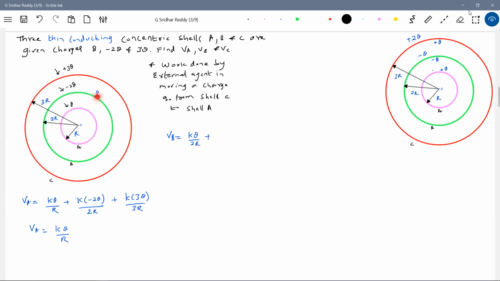No, I'm standing on the surface of shell B. Then potential at what distance? I am at a distance 2R. So what is the potential due to shell A? KQ by 2R. Then what is the potential of shell B? I assume that shell A and C are not there. Only shell B is there. I am on the surface of that shell. So what should be the potential on the surface? Then shell A and B are not there. I'm inside the shell C. So the potential should be K.